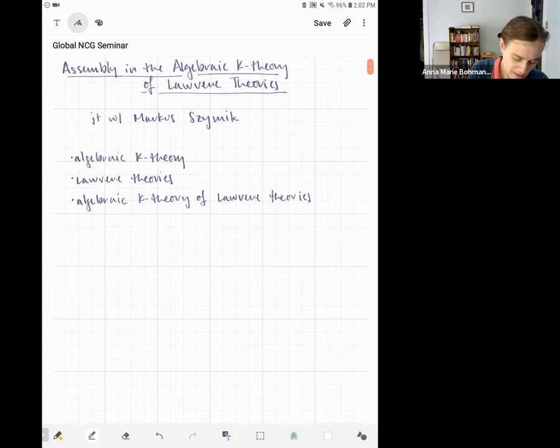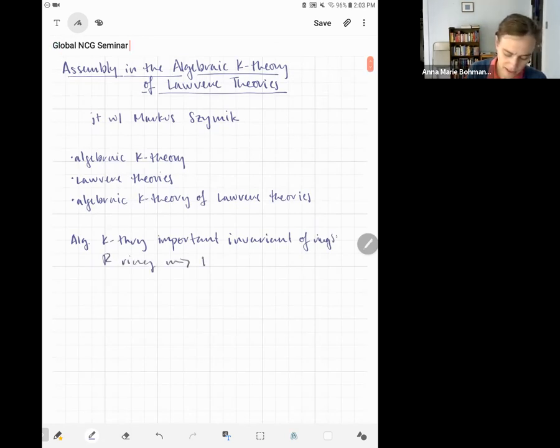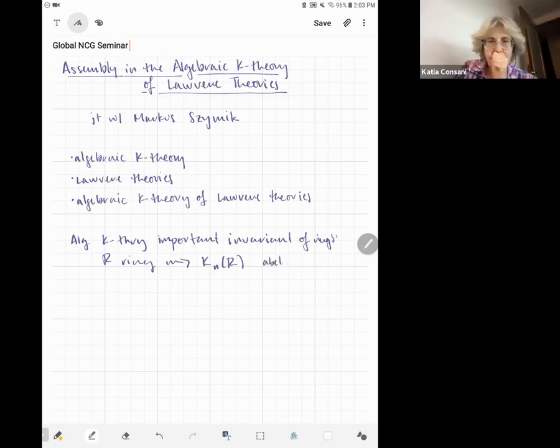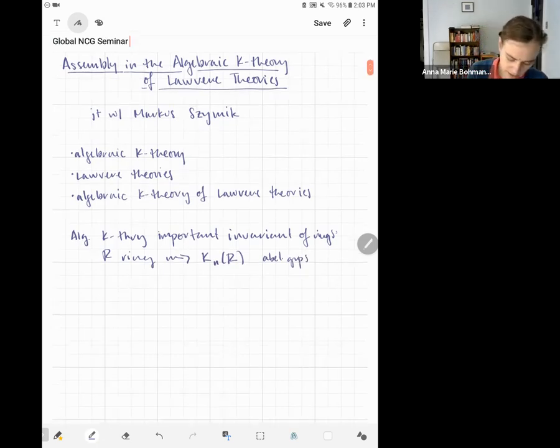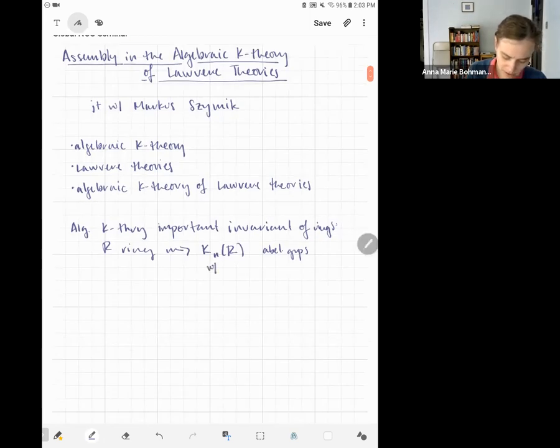So algebraic K-theory means a lot of different things to a lot of different people. I want to think about it as a really important invariant of rings. How should we think about that? Well, if you have a ring R, then algebraic K-theory is supposed to get a bunch of abelian groups, Kn of R for every n. These are abelian groups, and they're supposed to capture some information about your ring.